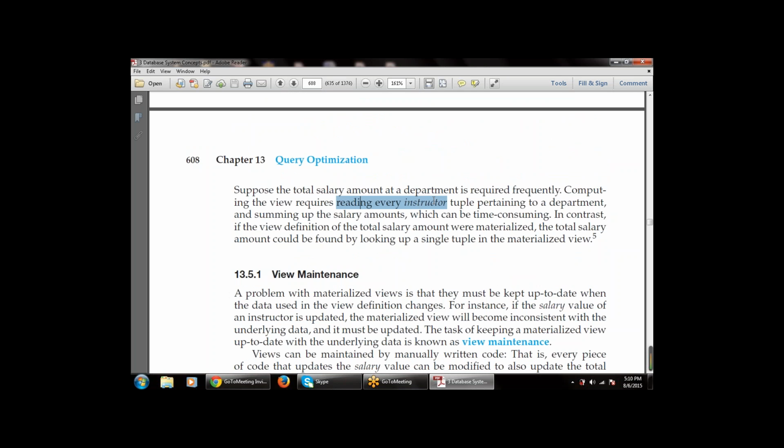Suppose the total salary amount of a department is required frequently. Computing the view requires reading every instructor record pertaining to the department, and summing up the salary amounts.